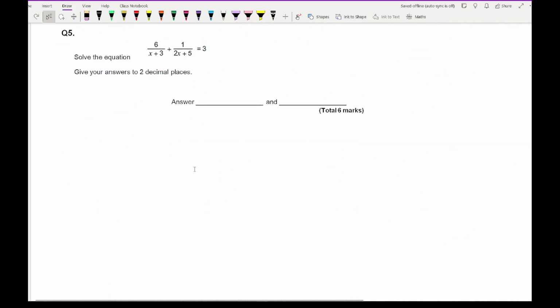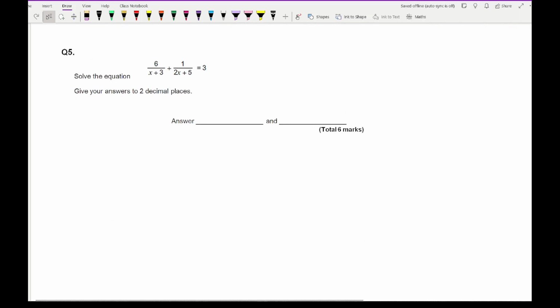Moving on to question 5, it says solve the equation 6 over x plus 3, plus 1 over 2x plus 5, equals 3. So again here, my common denominator in this case is going to be (x plus 3)(2x plus 5). So to get that denominator, I need to multiply the first fraction by 2x plus 5 over (x plus 3)(2x plus 5), plus, and then multiply the second fraction by x plus 3.